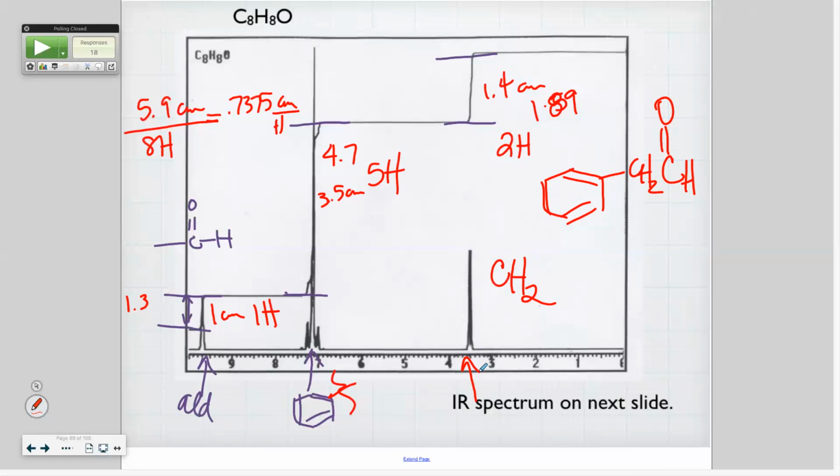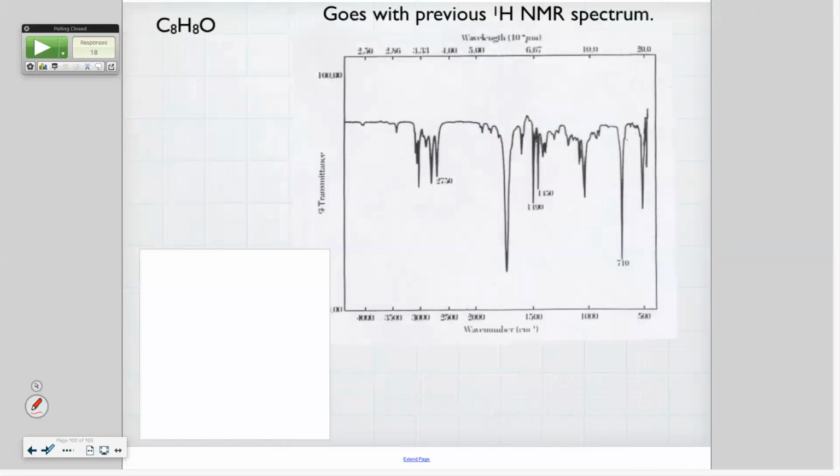Okay, IR spectrum on the next slide. I'm going to show it to you, even though we're not doing it. I want you to see that right here is your CH of the aldehyde, and here is your carbonyl. Did you talk about aldehydes in IR? That's the only way to tell the difference between an aldehyde and a ketone on an IR, by looking for that doublet.